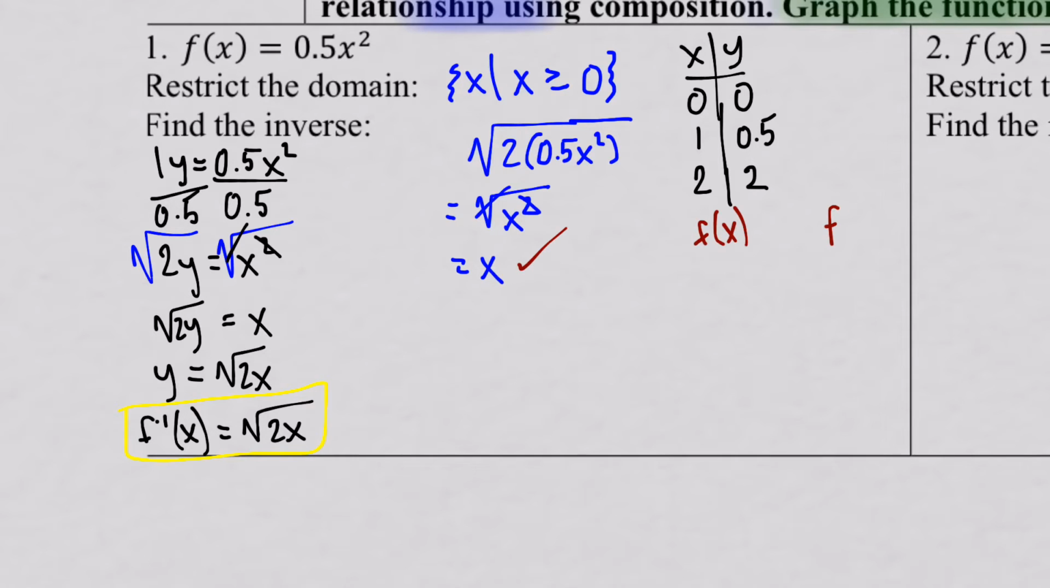What's our table for f inverse then? Well, it's the exact same numbers, just reversed, right? That's what the inverse is. So 0, 0 is still 0, 0. 1, 0.5 becomes 0.5, 1. And 2, 2 is still 2, 2. There we go. We're ready to graph it.